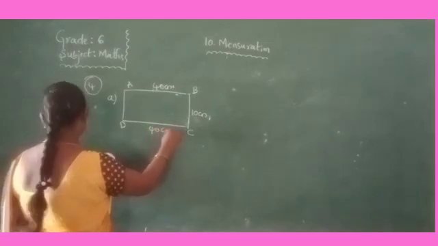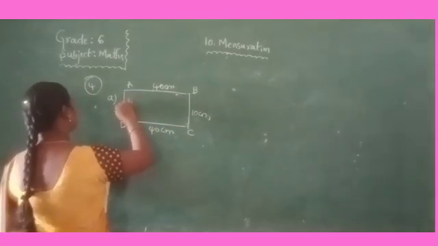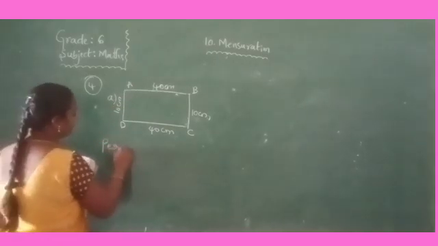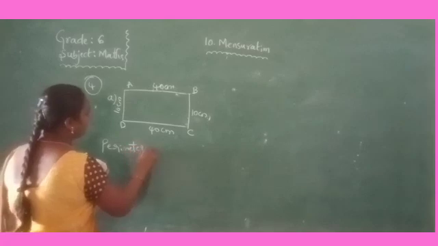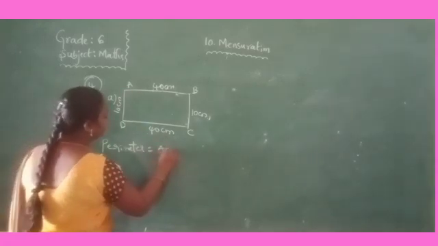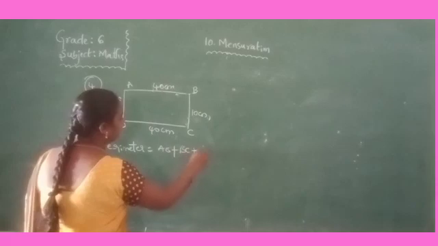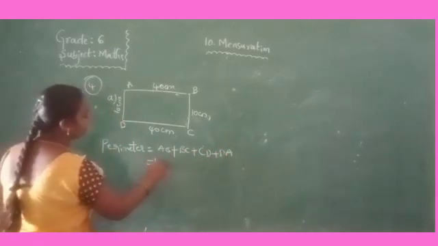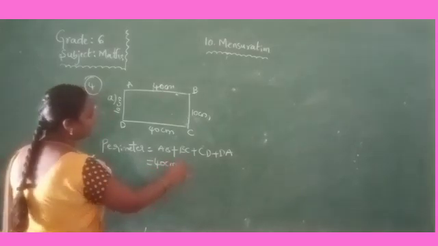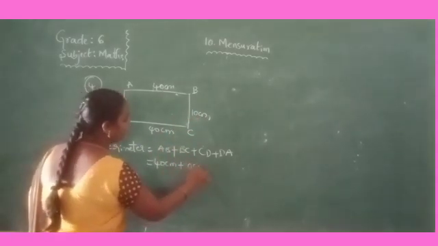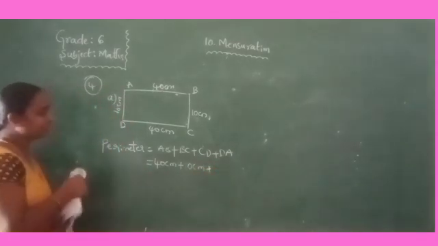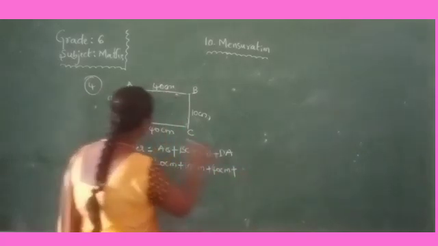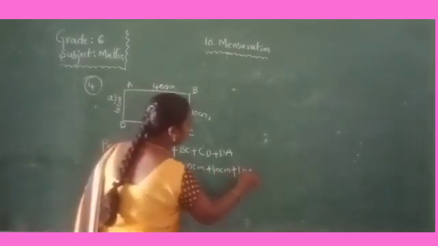CD is 40 centimeters and AD is 10 centimeters. Now we have to find the perimeter. Perimeter means AB plus BC plus CD plus DA. AB length is 40 centimeters, BC is 10 centimeters, CD length is 40 centimeters, and DA is 10 centimeters.